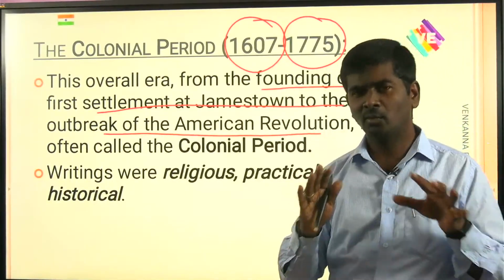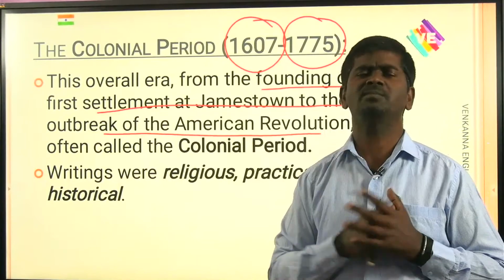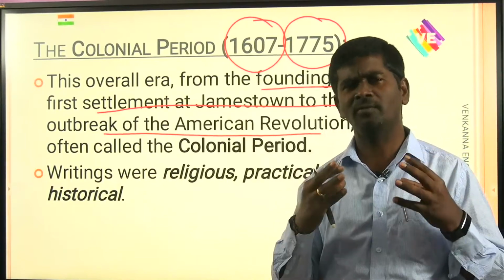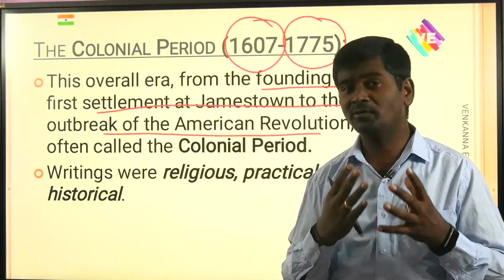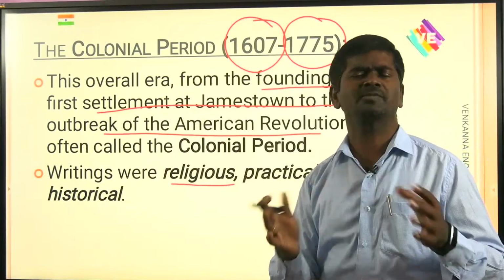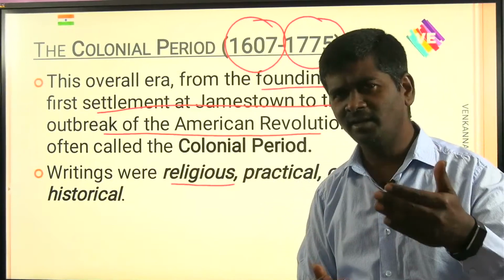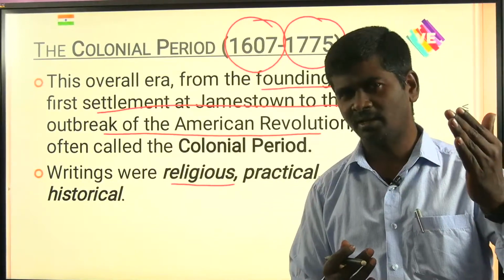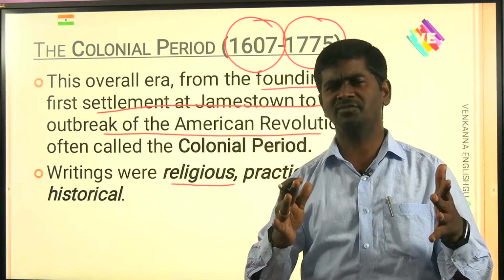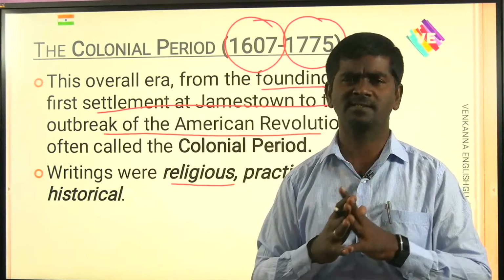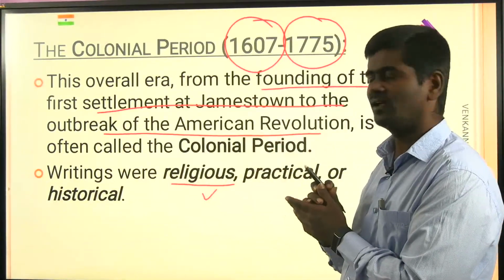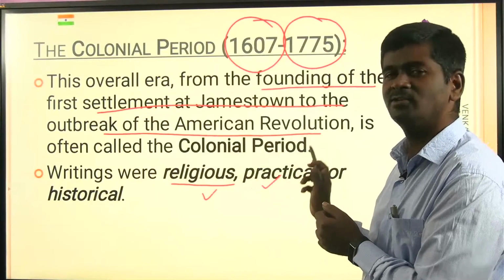And friends, once we look at what the literature was about, whether there was poetry, novel or fiction, or drama, it was about religion. As in English literature, the Old English period from 450 to 1066, most of the literature was about religion. In the same way, in the colonial period, literature was all about religion. Literature was also about practical issues.